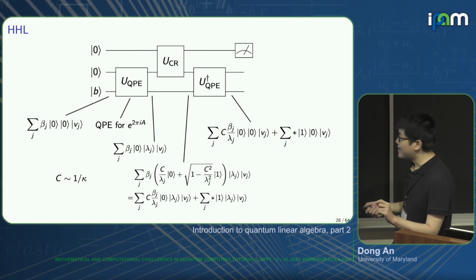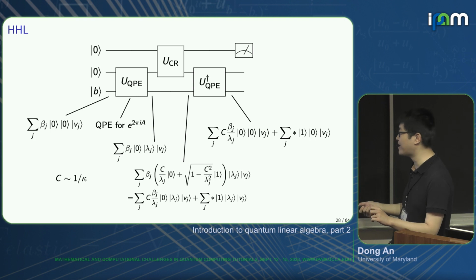Now that we have the information of these eigenvalues, we will do the controlled rotation, and the rotation is performed on the first ancilla qubit. The function that I'm choosing is exactly something like 1 over lambda_j, but this function is not bounded by 1. Actually, it is larger than 1, because I have already rescaled my matrix so the eigenvalues are from -1 to 1. So I have to add another rescaling factor c to make this function c over lambda_j smaller than 1 for all the possible eigenvalues.